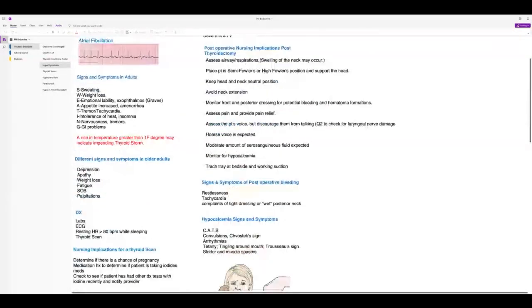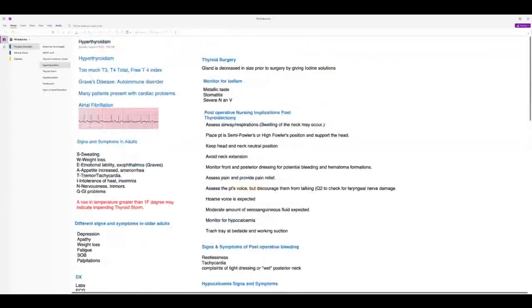Now, with thyroid surgery, they may give iodine before they go to surgery, and that's to kind of shrink the thyroid. Thyroid is highly vascular, and so you don't want the surgeon in there for a long time trying to get the thyroid out. So I like taking care of these patients too when I worked in PACU. Monitor for iodism, so metallic taste in the mouth, stomatitis, and severe nausea and vomiting, and that's because they would have got iodine before surgery.